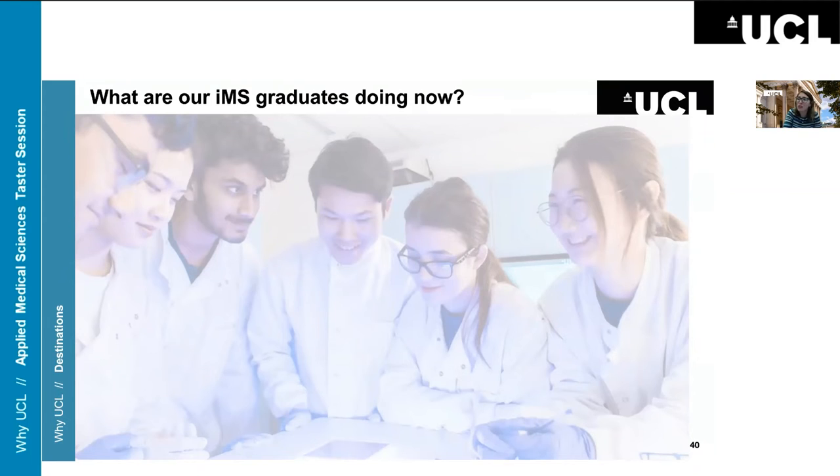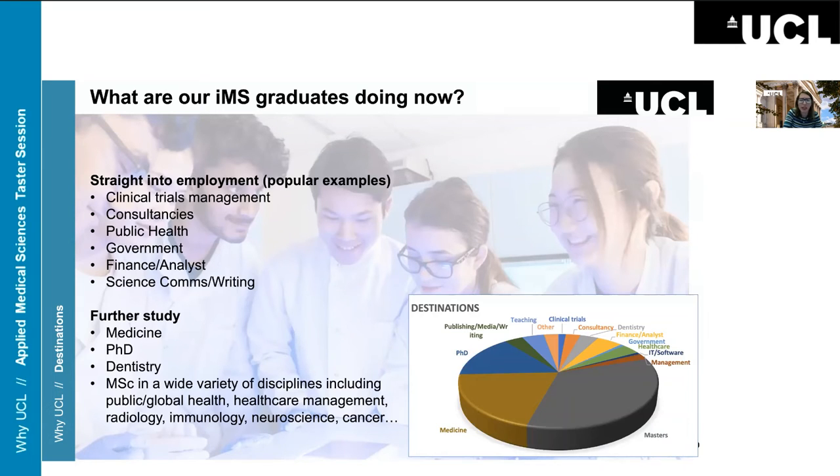What are the graduates doing? We keep track of our graduates, those that we know about. We keep a database. This database is slightly out of date, but it hasn't changed much. Just to give you some examples, a lot of our students go straight into employment: clinical trials management, consultancies, public health, working for the government. We had somebody working for number 10 in the press office, which was quite exciting. Teaching, financial, working in the city, basically probably earning twice as much as I do. Science communication and writing.